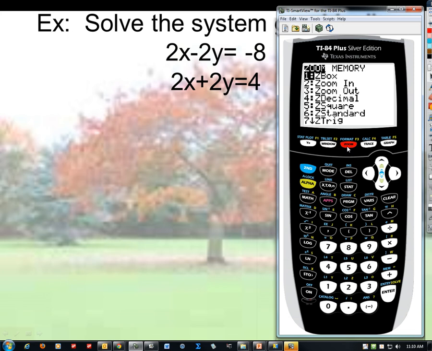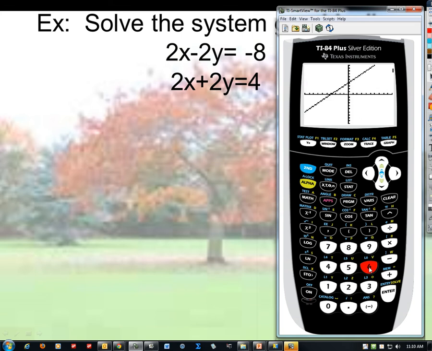Zoom 6, and hopefully I'll see the intersection. If I do, great, and then I don't have to tweak it. If I don't, I might have to make the window bigger. Okay? So I can see the intersection. Now this part is really simple. To find that intersection, all I have to do is go second, calc, 5 for intersect.